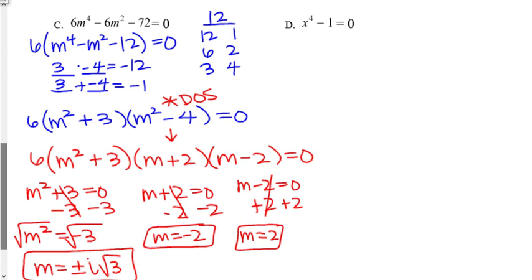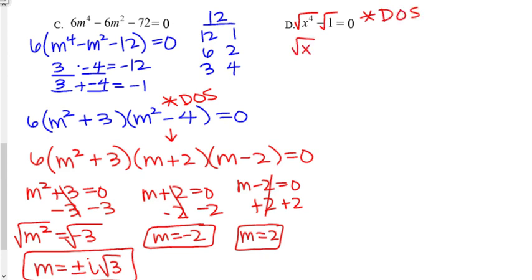Let's look at D now, the last one. X to the 4th minus 1. It looks kind of like something we're used to. It kind of looks like difference of squares. Well, actually it is difference of squares. X to the 4th is a perfect square. Its square root is x squared. So this is a perfect square, that's a perfect square, and I have a minus sign in the middle. So this right off the bat is going to be difference of squares.